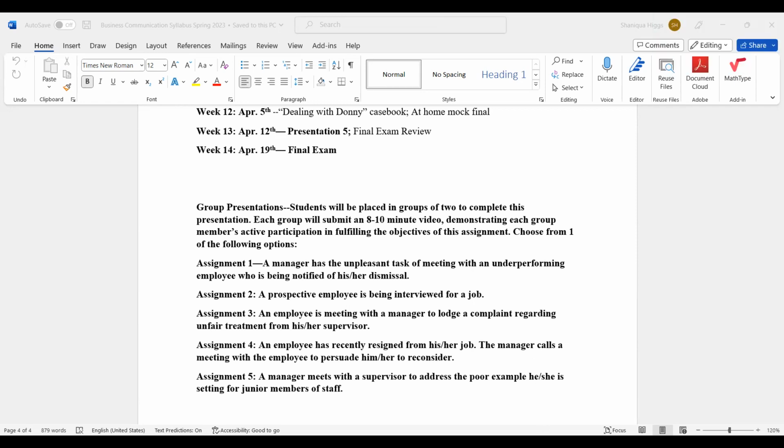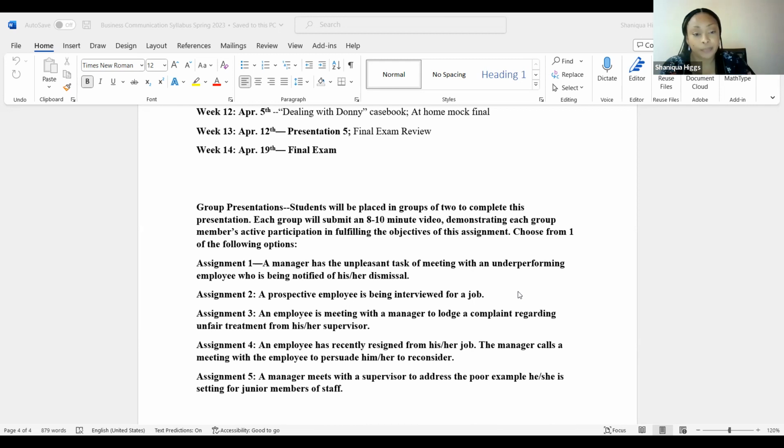When I put the rubric on the screen, I want you to make note of your group number and what your assignment requires you to do, because we're going to talk about what this video should demonstrate. You and your partner can decide who's the role of the manager and who's the underperforming employee, and you have the task of dismissing this employee. So essentially, you're communicating bad news. All right, so keep that in mind.